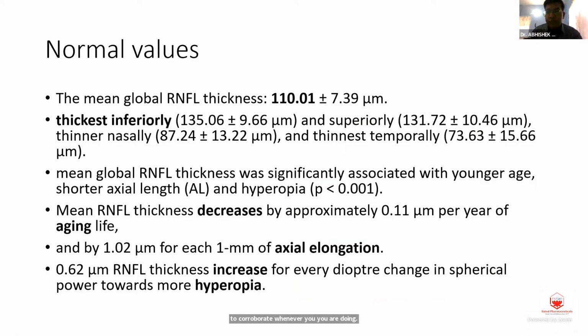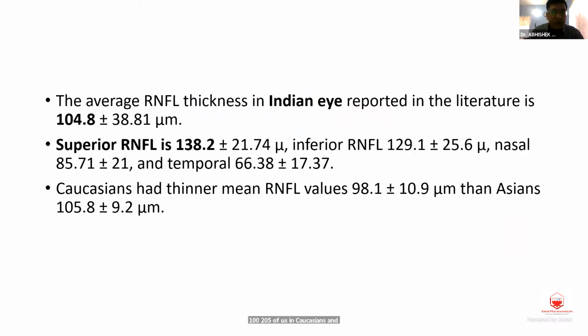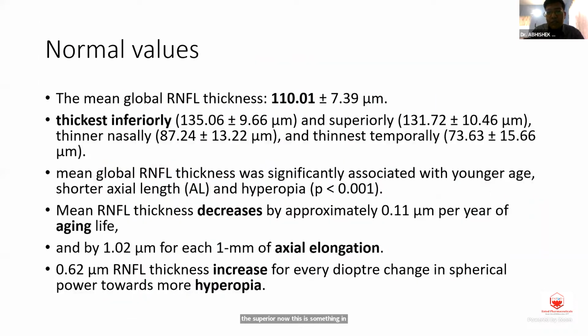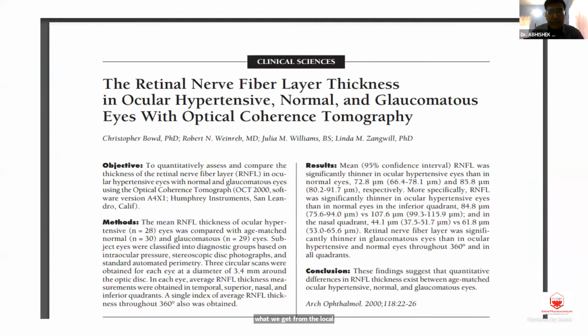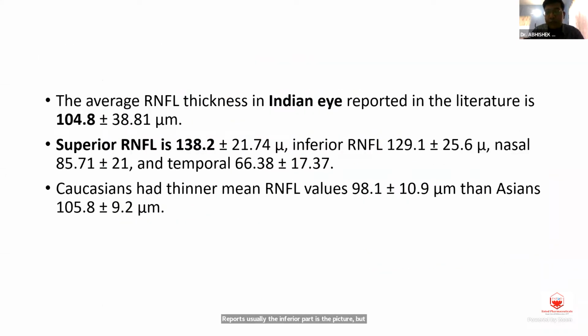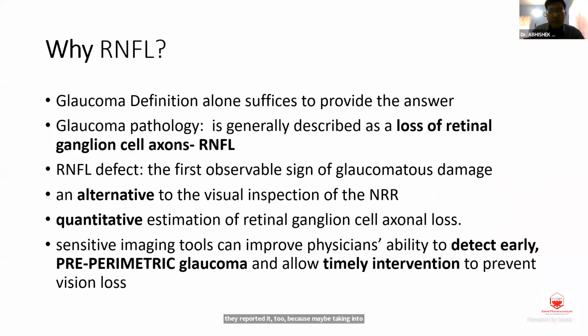So normal values, I won't go into the numbers, but it's roughly like 110 to 105 and differs in Caucasians and Asians. In an Indian study, it mentioned about 104 microns and always the superior. Now, this is in contradiction to what we get from the global reports. Usually the inferior part is the thickest, but they reported the superior RNFL to be the thickest, maybe taking into account the temporal part as well.